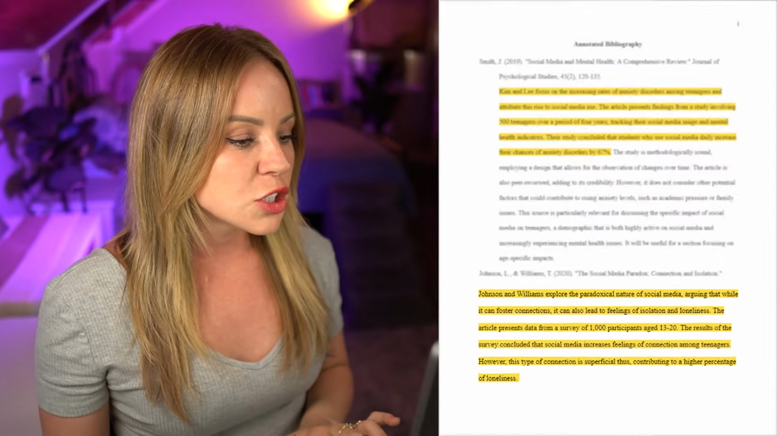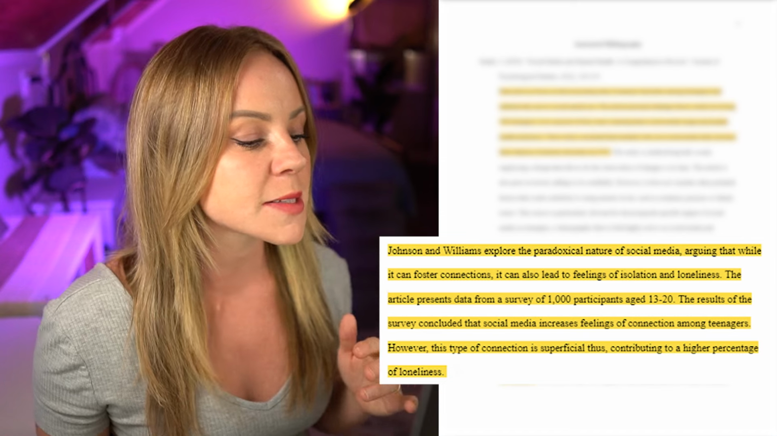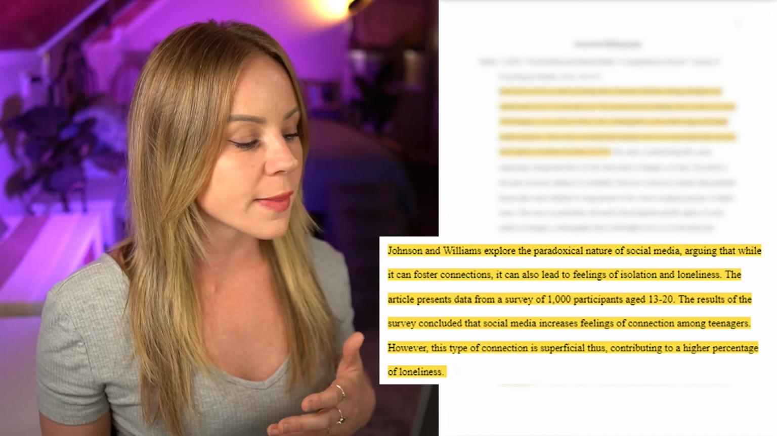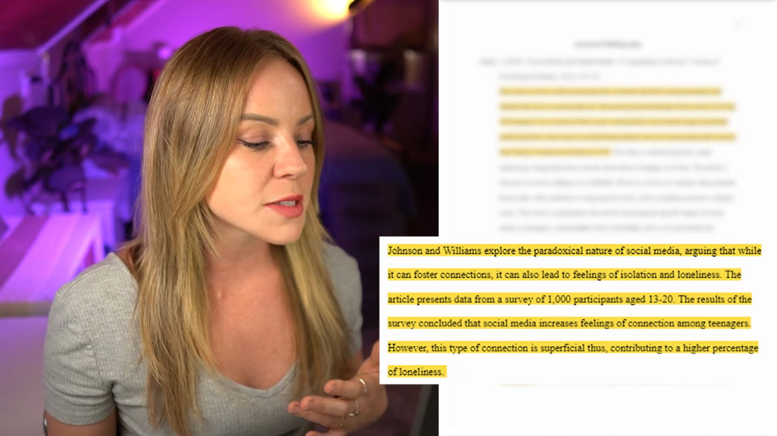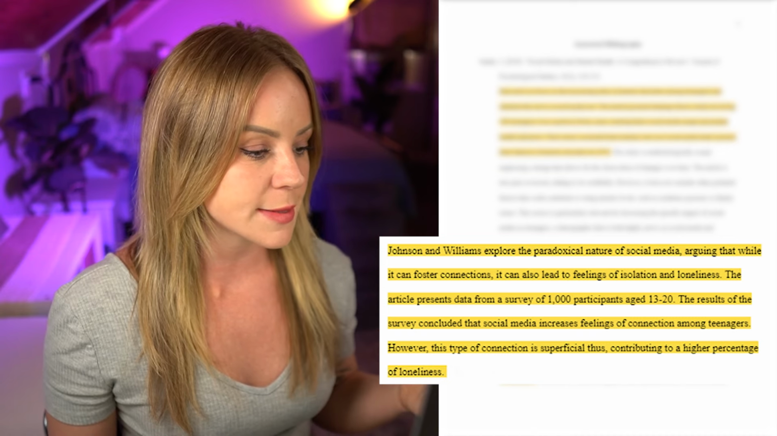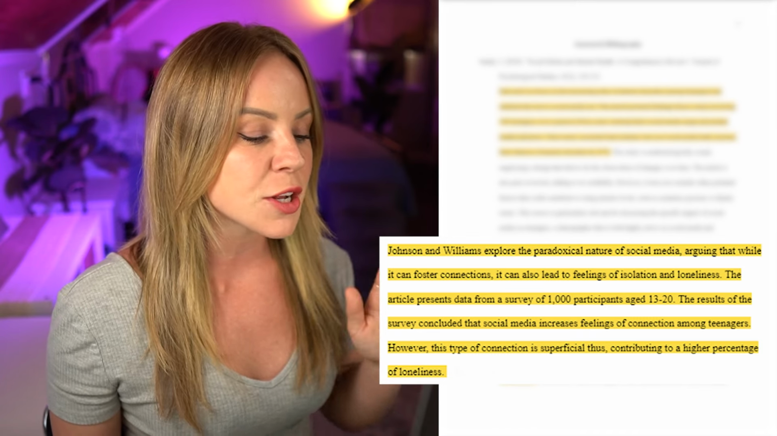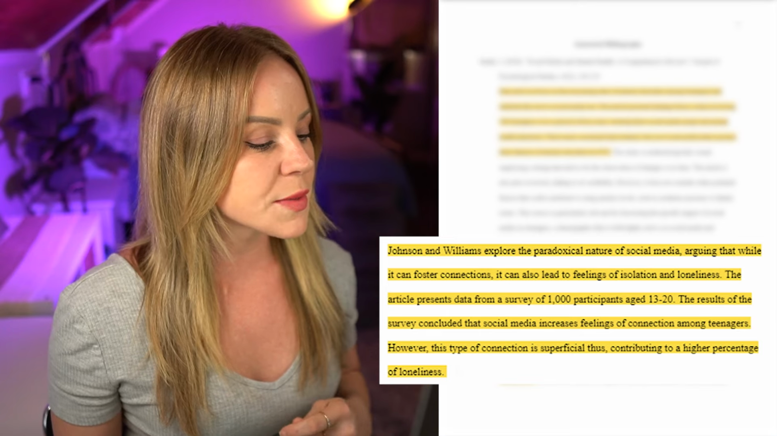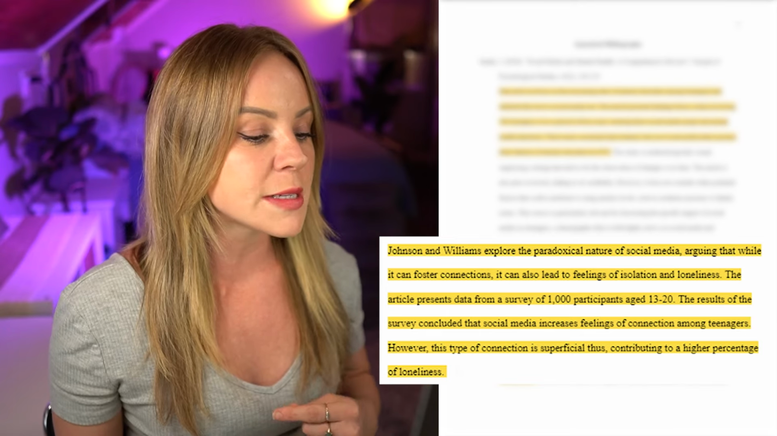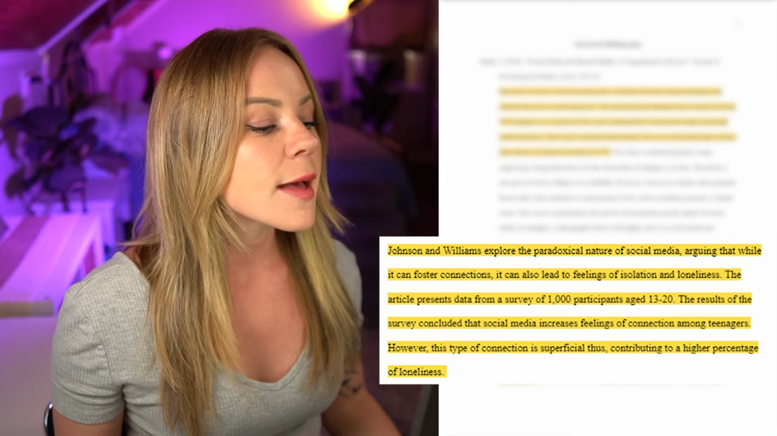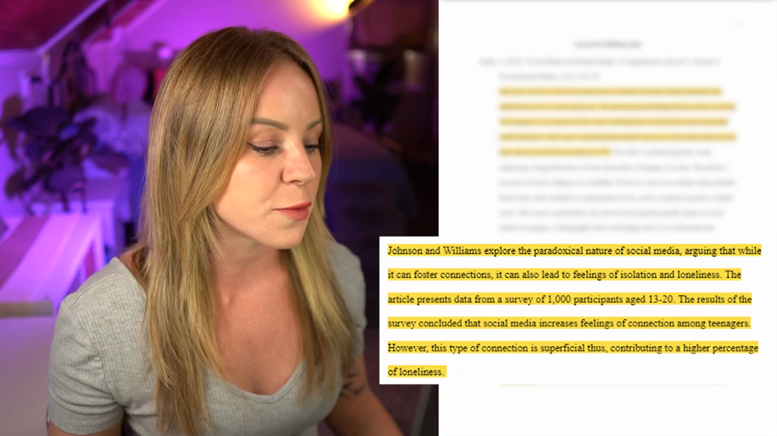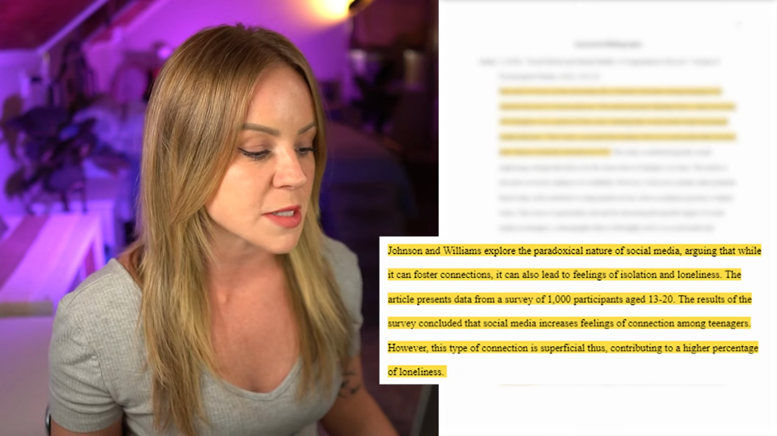Here we have Johnson and Williams explore the paradoxical nature of social media, arguing that while it can foster connections, it can also lead to feelings of isolation and loneliness. This article presents data from a survey of 1,000 participants aged 13 to 20. The results of the survey concluded that social media increases feelings of connections among teenagers. However, this type of connection is superficial, thus contributing to a higher percentage of loneliness. Once again, this simple summary includes the purpose, the execution, and the conclusion of the research.